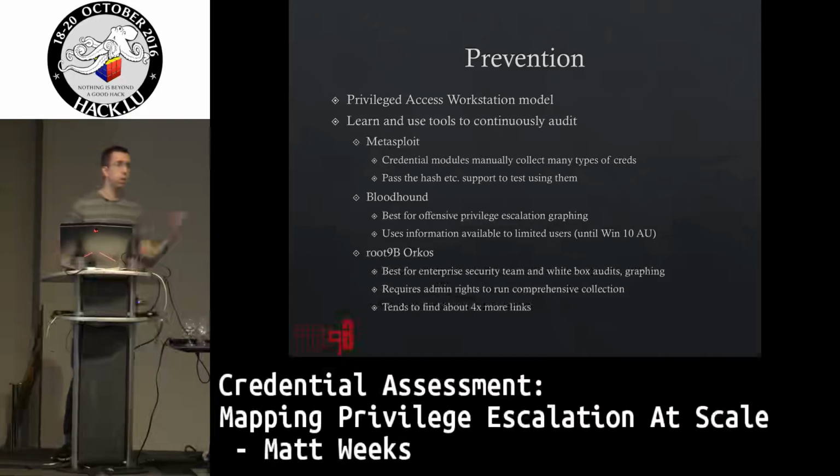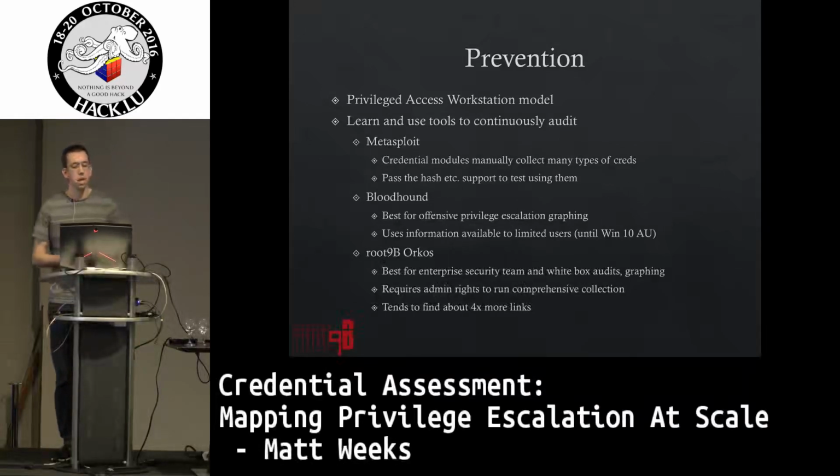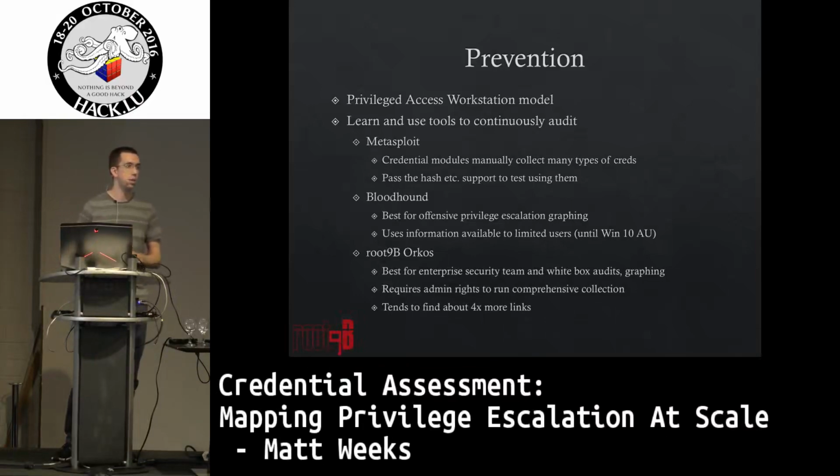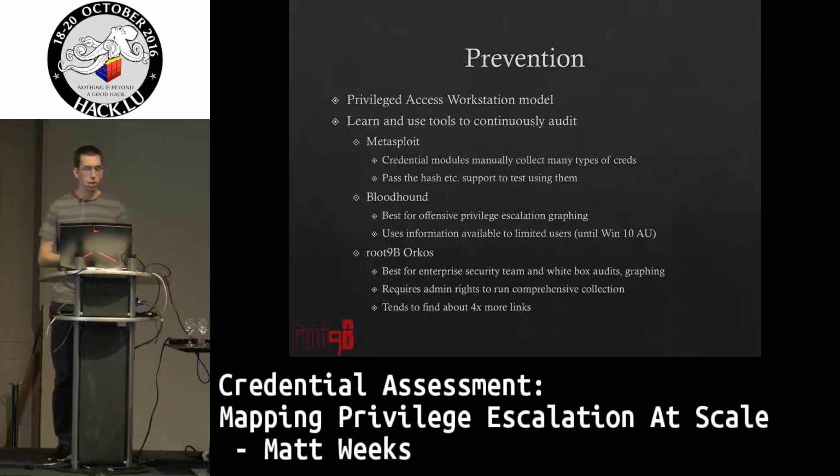So with Metasploit, you can do this manually. You can compromise a system, identify all the credentials you can find on that system, test pass the hash, to validate your controls. It's a little bit clunky because it's really an interactive system to use against one system at a time. BloodHound is a new release as of a few months ago.